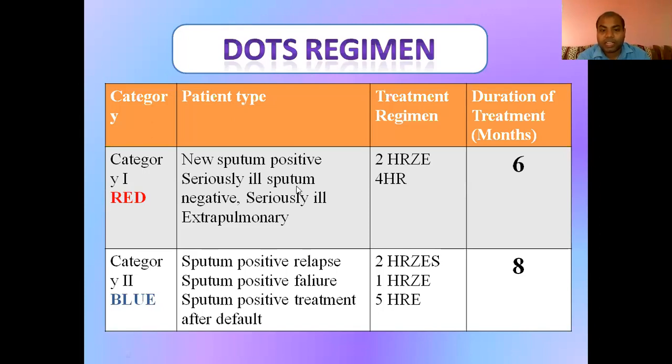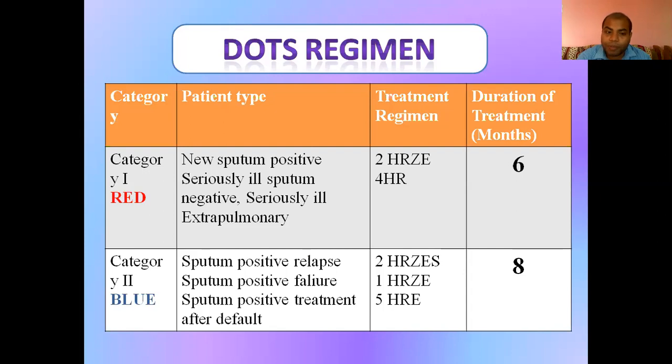Along with that, if the sputum test is done for the second time and tested negative, along with extrapulmonary TB, in that case we generally consider the drugs of 4HR, that is 4 months of isoniazid along with rifampin. The total duration of this treatment is 2 plus 4 equals 6 months.